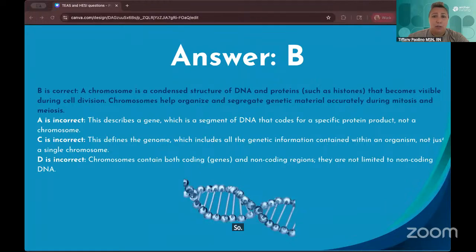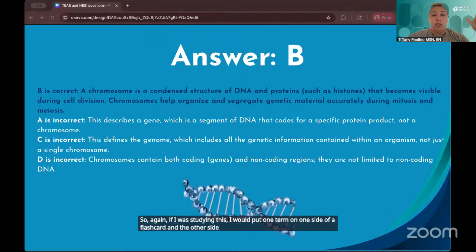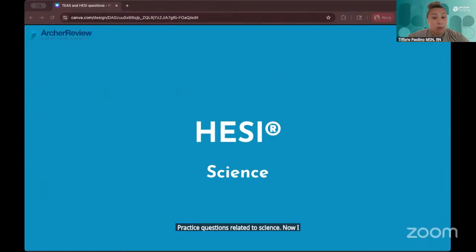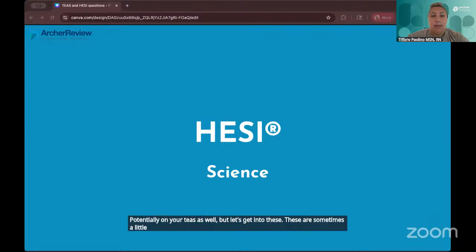So again, if I were studying this, I would put one term on one side of a flashcard and on the other side, I would give a brief description to help me study for this. Okay, those are my TEAS specific practice questions related to science. Now I'm going to go to my HESI ones, which can still potentially be on your TEAS as well, but let's get into these. These are sometimes a little bit more in depth.